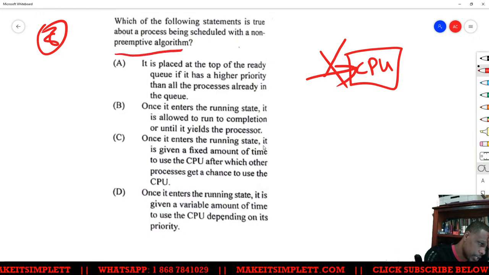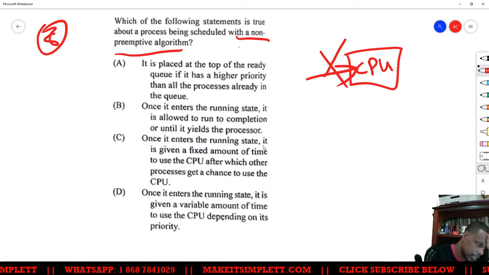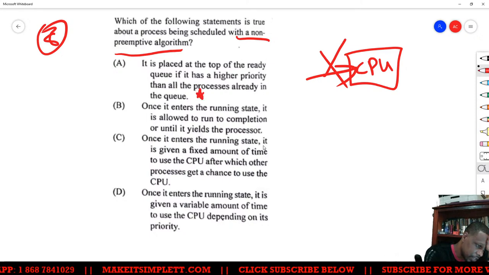So a non-preemptive algorithm, once it enters, is placed in the ready queue, and even with a higher priority, nothing preempts it. Once it enters the running state, it is allowed to run to completion or until it yields the processor. This one is a good candidate because non-preemptive is supposed to run to completion. We'll hold that there for now.